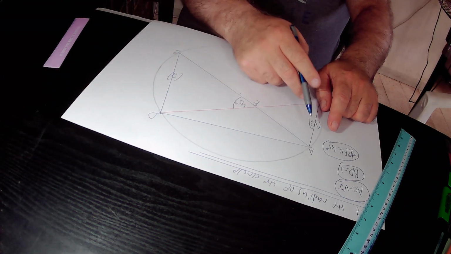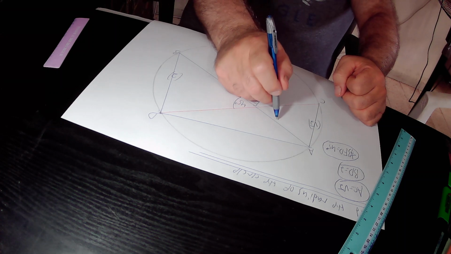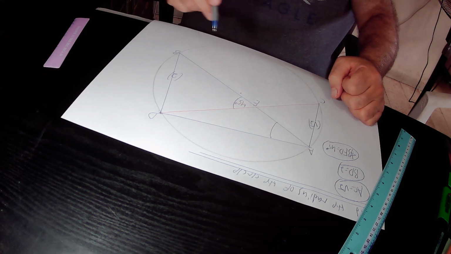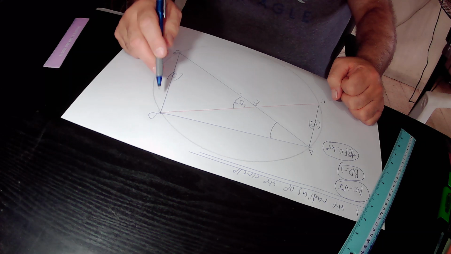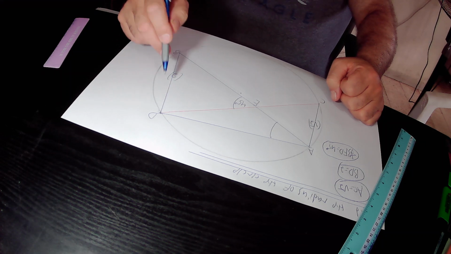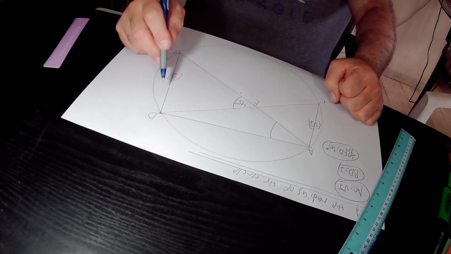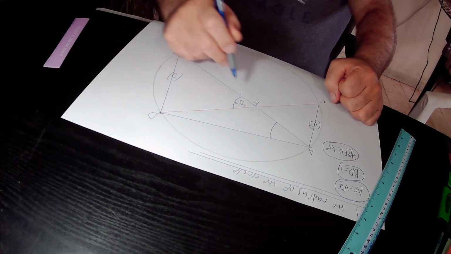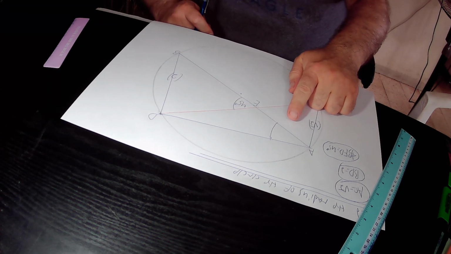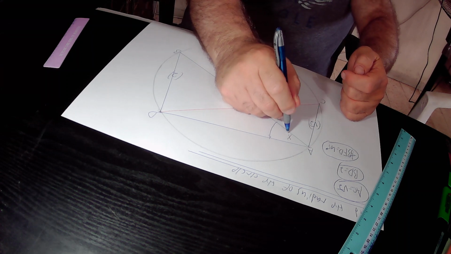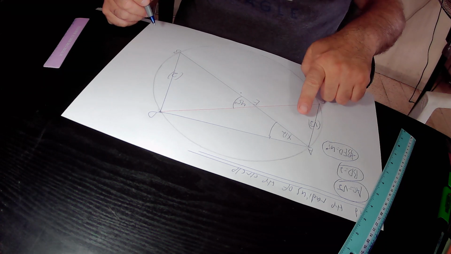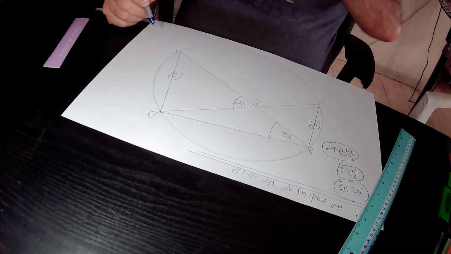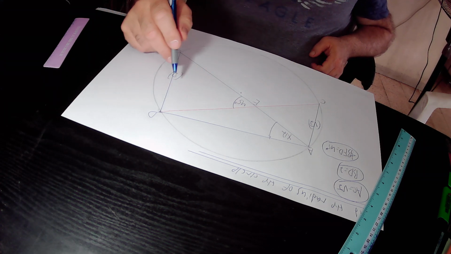By joining points D and A, we created a peripheral angle. This is peripheral angle DAB. This peripheral angle DAB is subtended on chord DB. I repeat again, peripheral angle DAB is subtended on chord DB. We define the size of this peripheral angle DAB as x over 2 degrees, and this peripheral angle DAB is subtended on chord DB.